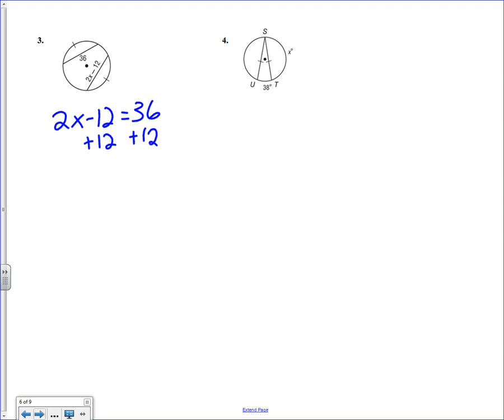Add 12 to both sides. We get 2x is 48. And x is 24.